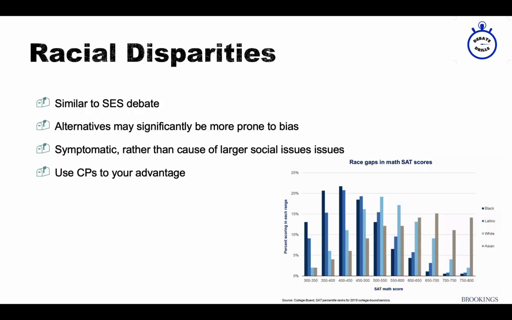The racial disparity debate is very similar to the socioeconomic status debate. What's important to note is that alternatives are significantly more prone to bias for many of the reasons talked about in previous debates, in the previous slide. Things like educational segregation, the fact that many white families have increased resources and that white students go to private schools at a far higher rate than other minority groups, demonstrate that there are issues in terms of the very opportunity people have to perform well in the first place. What you should be pointing out almost writ large is that it's symptomatic rather than a cause of larger social issues.